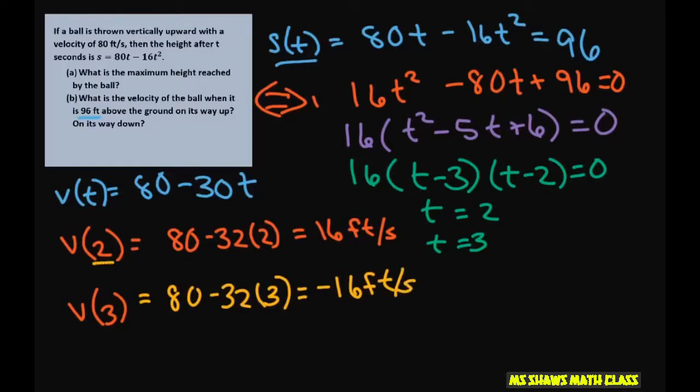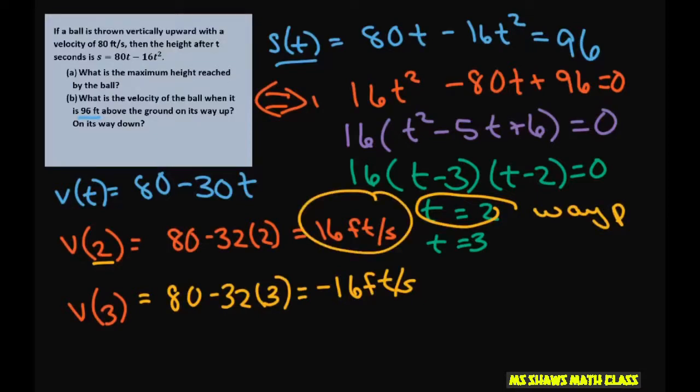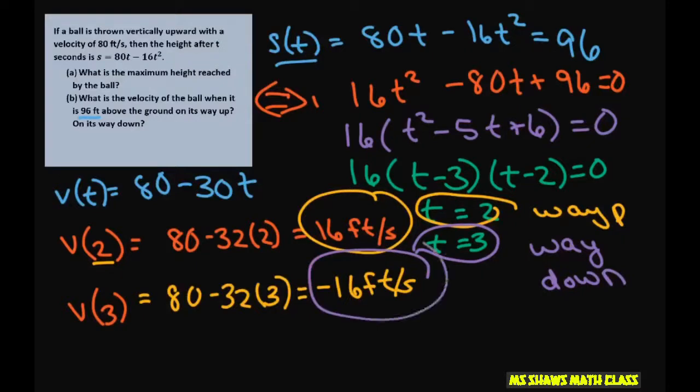So at time 2, that's going to be on the way up, because that's positive. And at time 3, that's going to be on its way down, because that is negative.